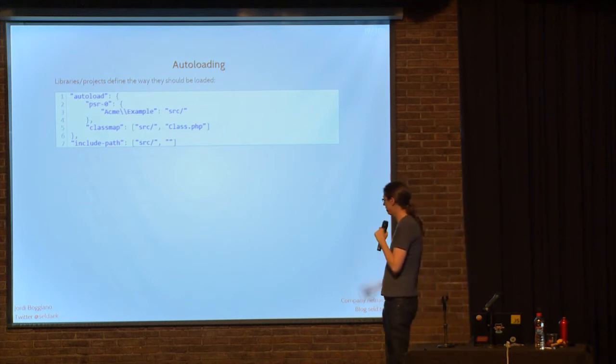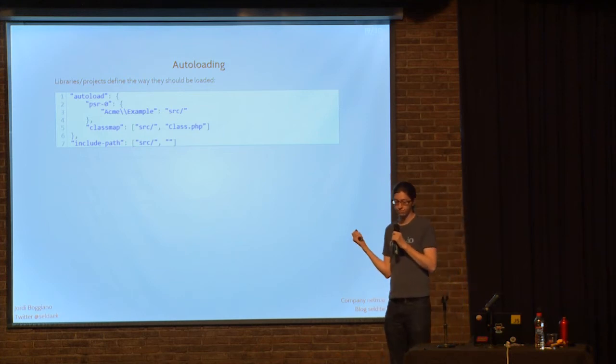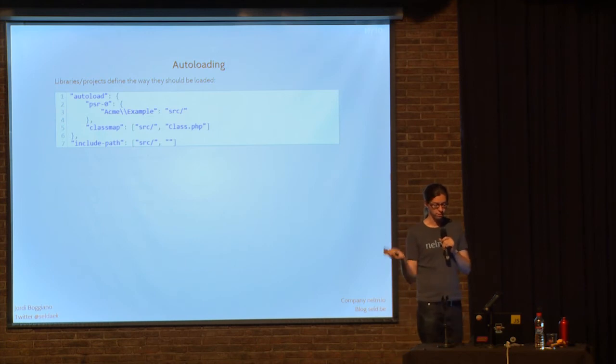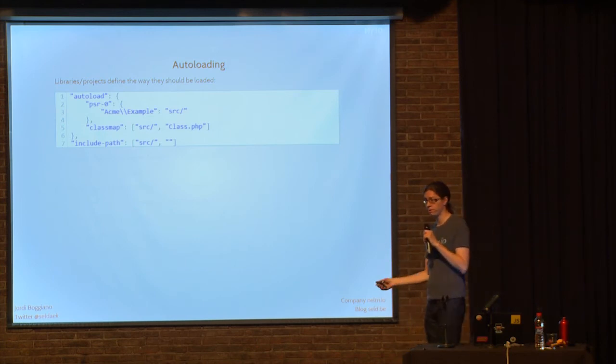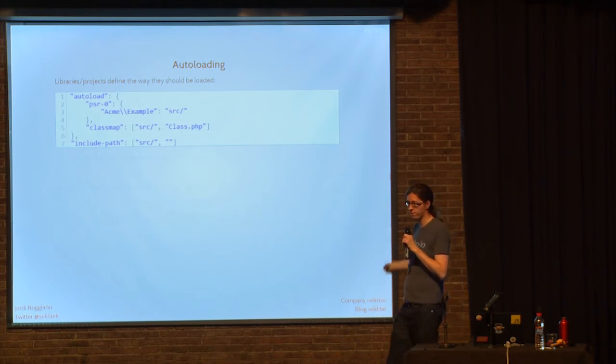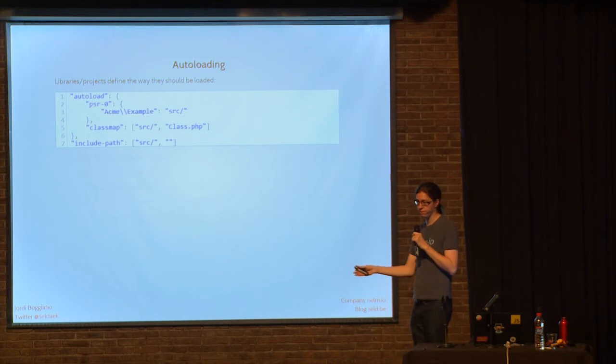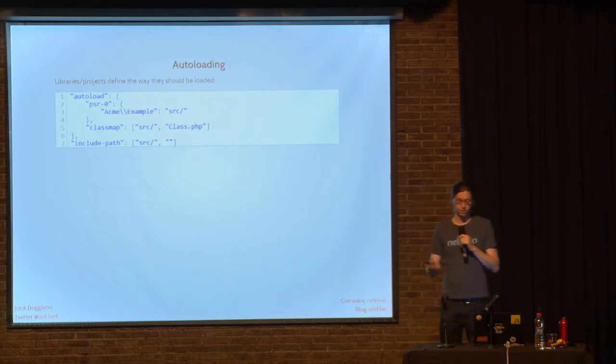So we support different things. Like there's the class map one, which will basically find any class that you have anywhere. You just give it a list of directories or file names, and we'll scan them, find the classes or interfaces in there, and just make them autoloadable.